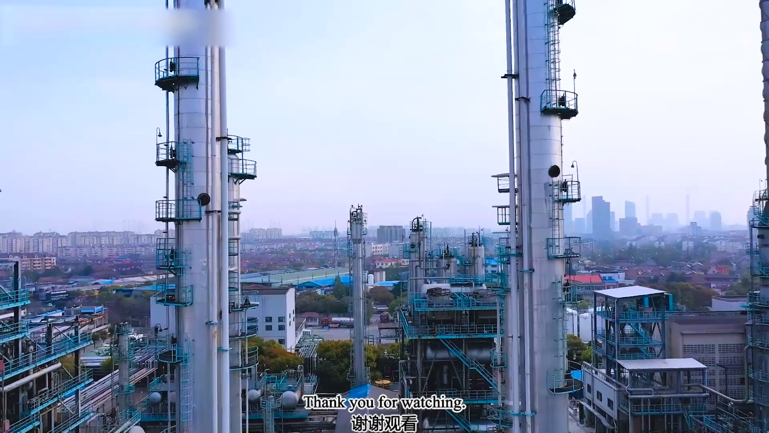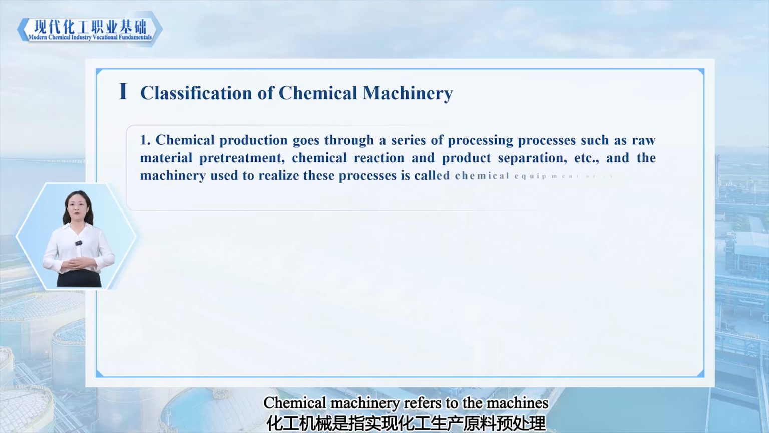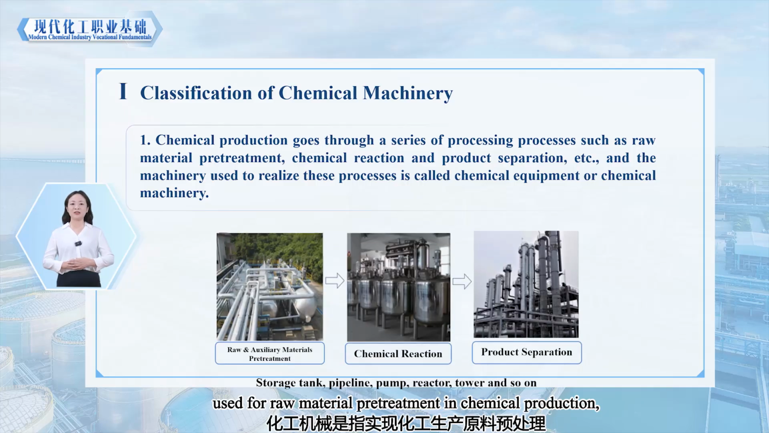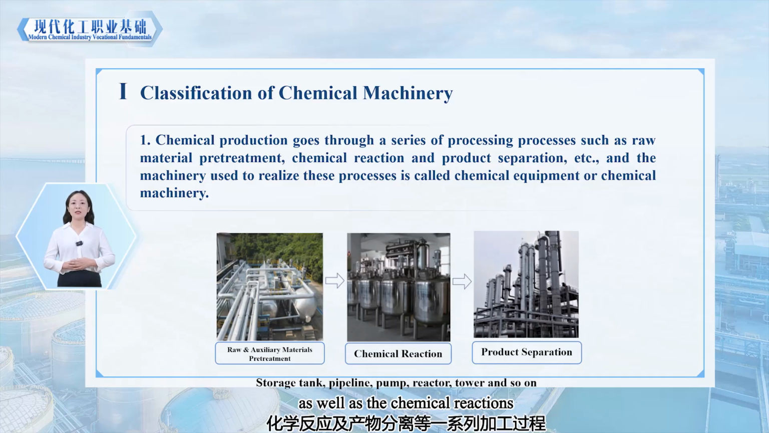Chemical machinery refers to the machines used for raw material pretreatment in chemical production, as well as the chemical reactions and the product separation processes.